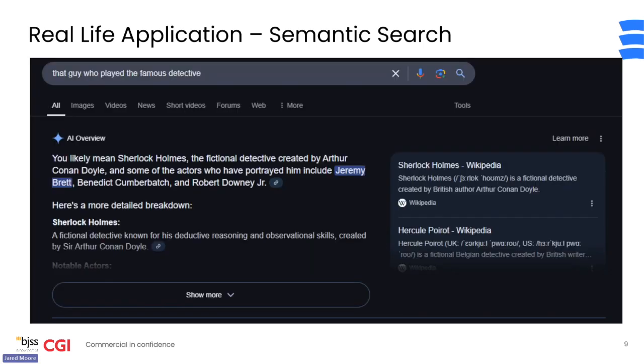So I searched for that guy who played the famous detective. So it's found me the right answer. I did want Sherlock Holmes, and I did want an actor, but it's understood from that guy, actor, and it's broken down famous detective into Sherlock Holmes, but we've also got quite a lot of other famous detectives, so it's also got that concept of ranking. It's understood which one's the most likely famous detective.